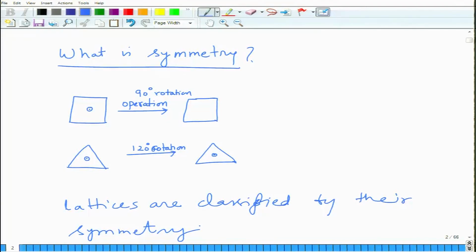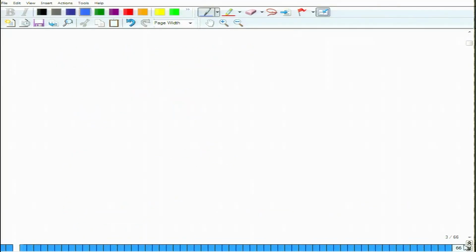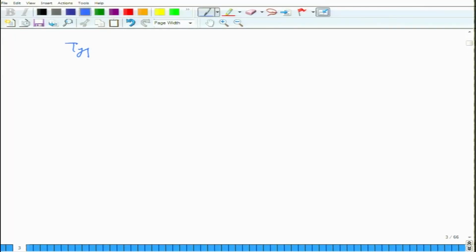So it is not only this rotation which is one symmetry element, there are multiple symmetry elements. So what are these symmetry elements? As I said, symmetry is an operation which you perform on an object, to bring it into the position of self coincidence. So let us now look at the types of symmetry operations.